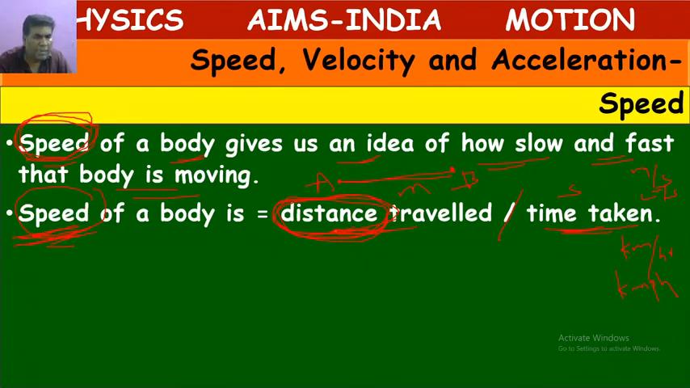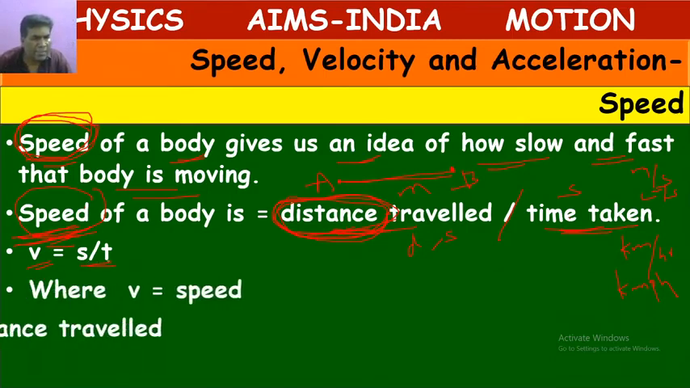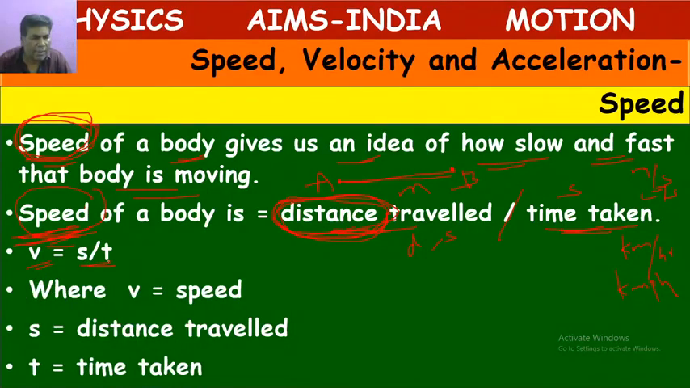What is speed? The ratio of distance and time is called speed. Speed is denoted by the symbol V. Distance is denoted by the symbol S, sometimes denoted by D, sometimes by S. So V equals S by T, meaning distance by time, where V is the speed, S is the distance traveled, T is the time taken. This is the formula for speed.